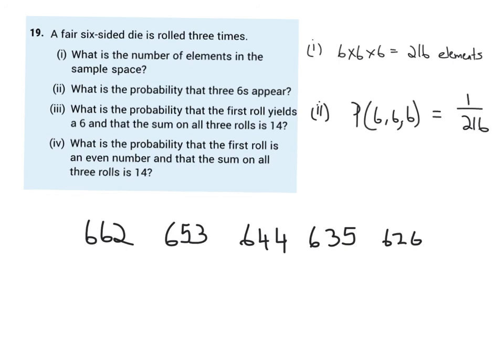Is there any others that we could add on? Okay, so they're the full possibilities there. There's no more. So how many have we of that? That's going to give us a total of 5 possibilities out of 216. Okay, so that's part 3.